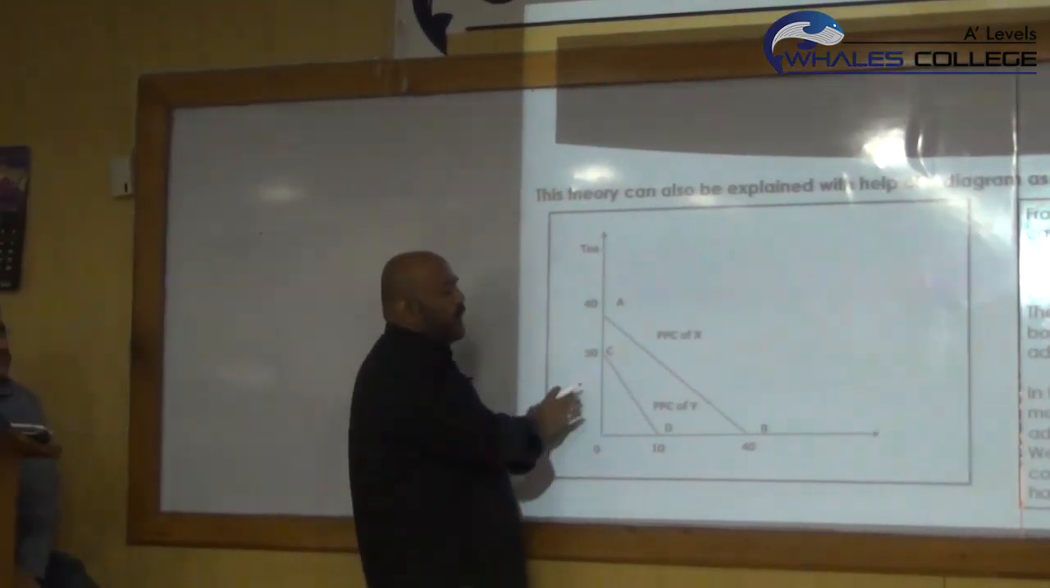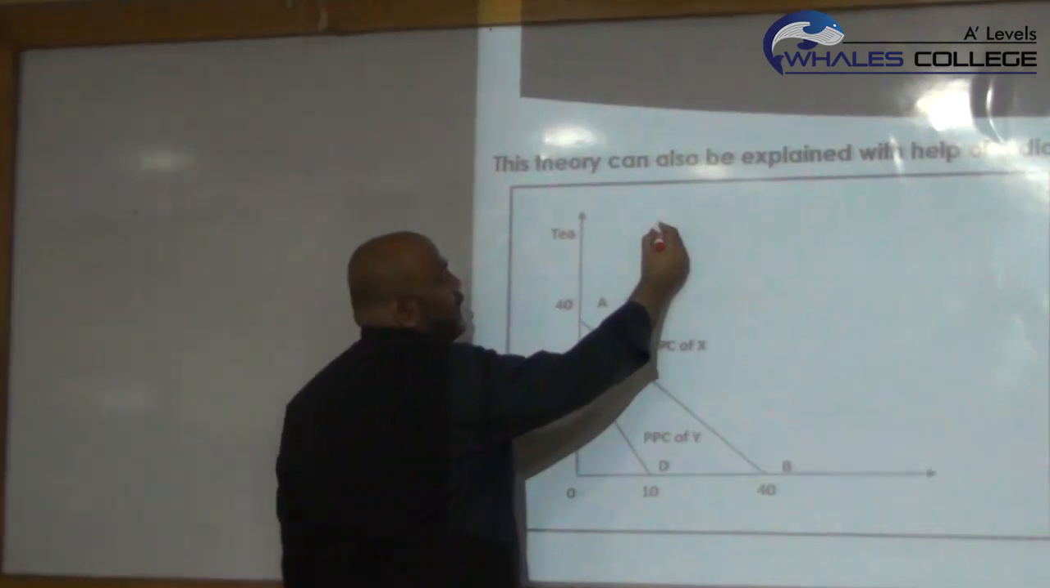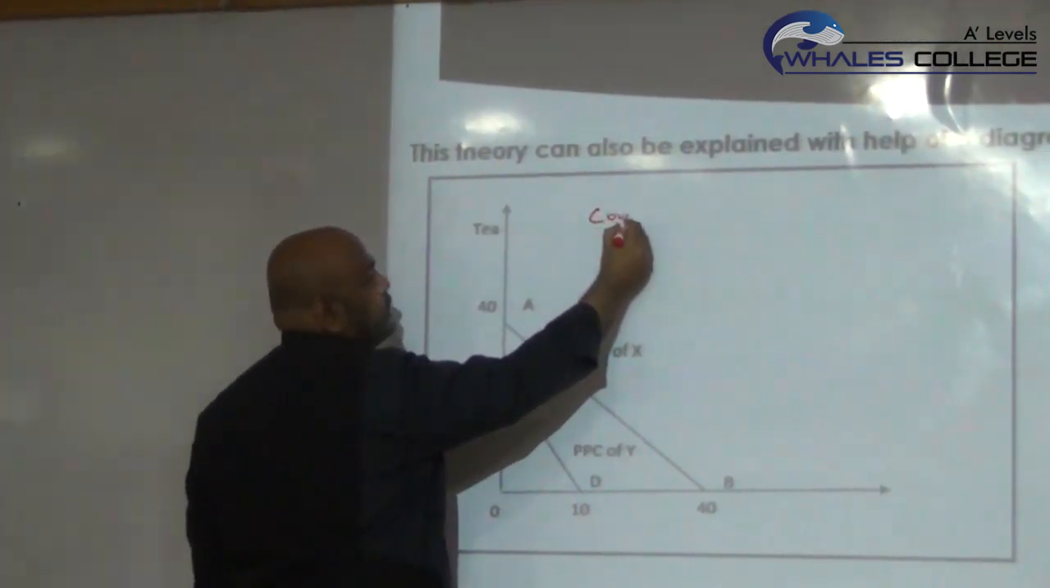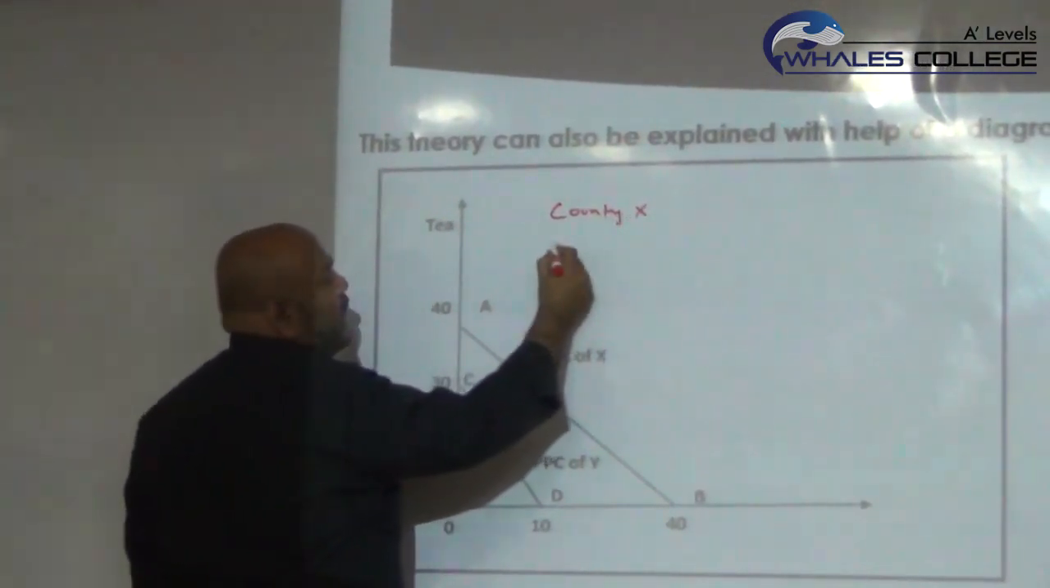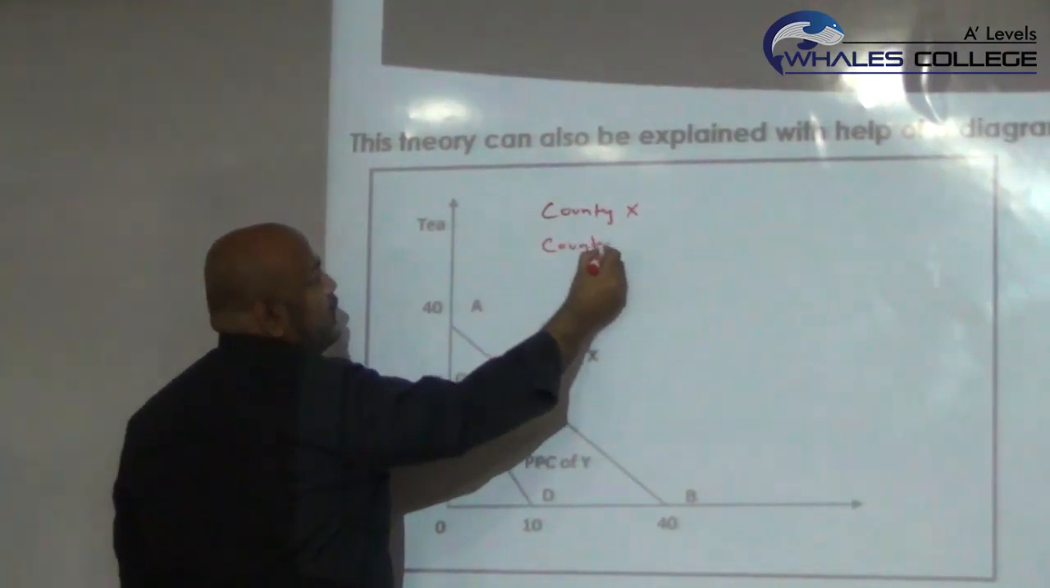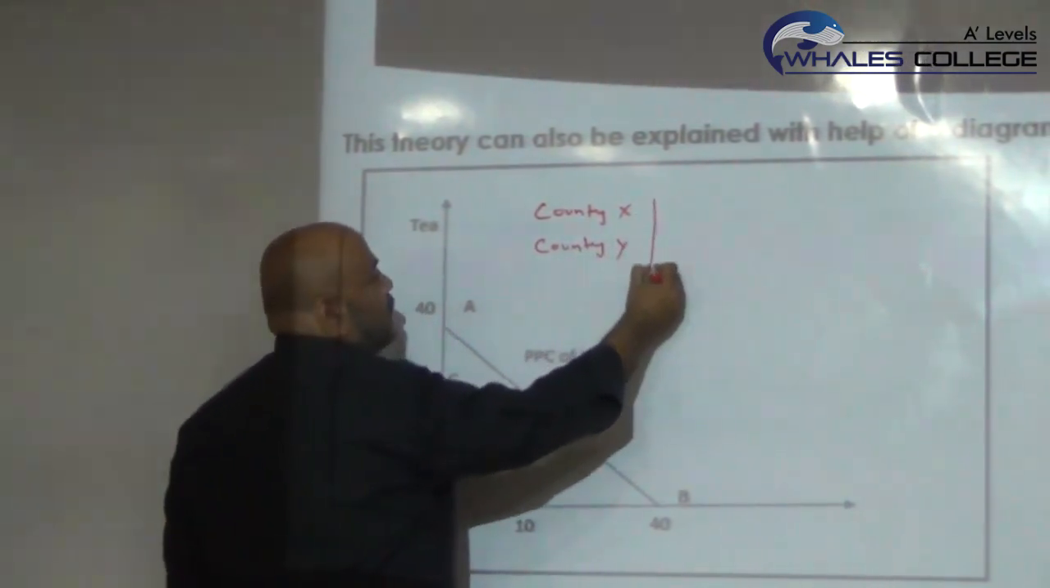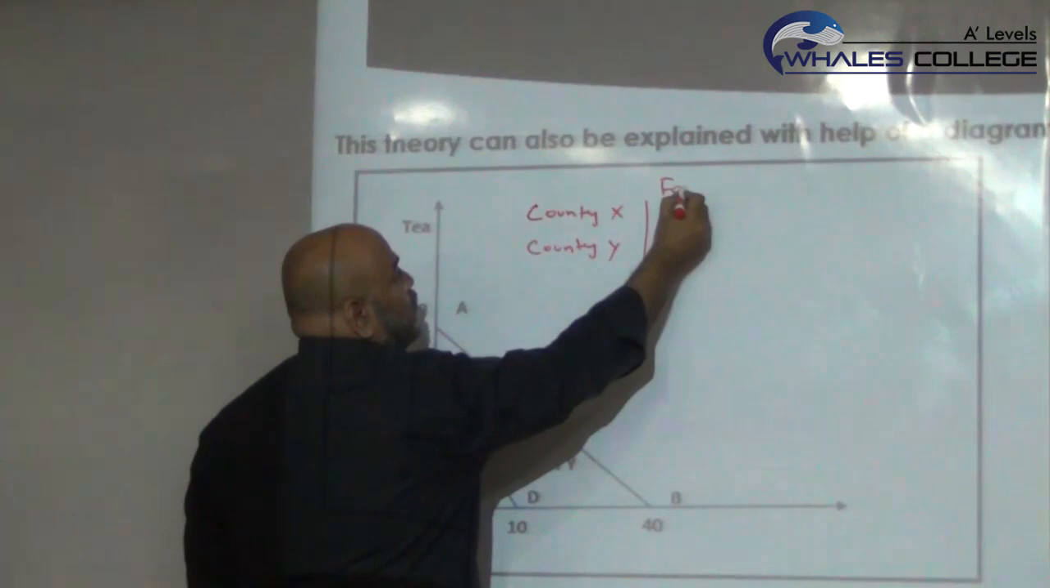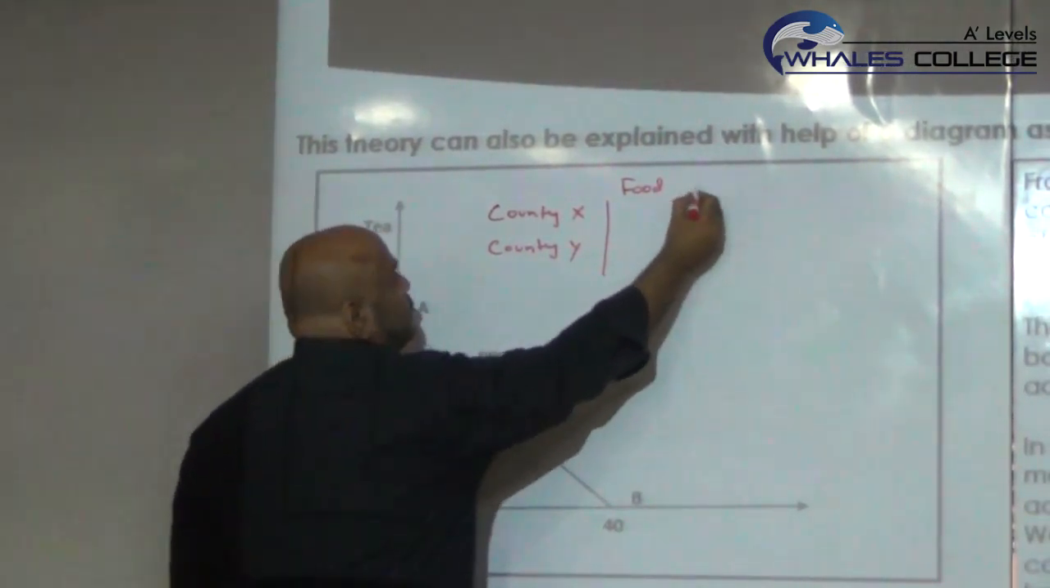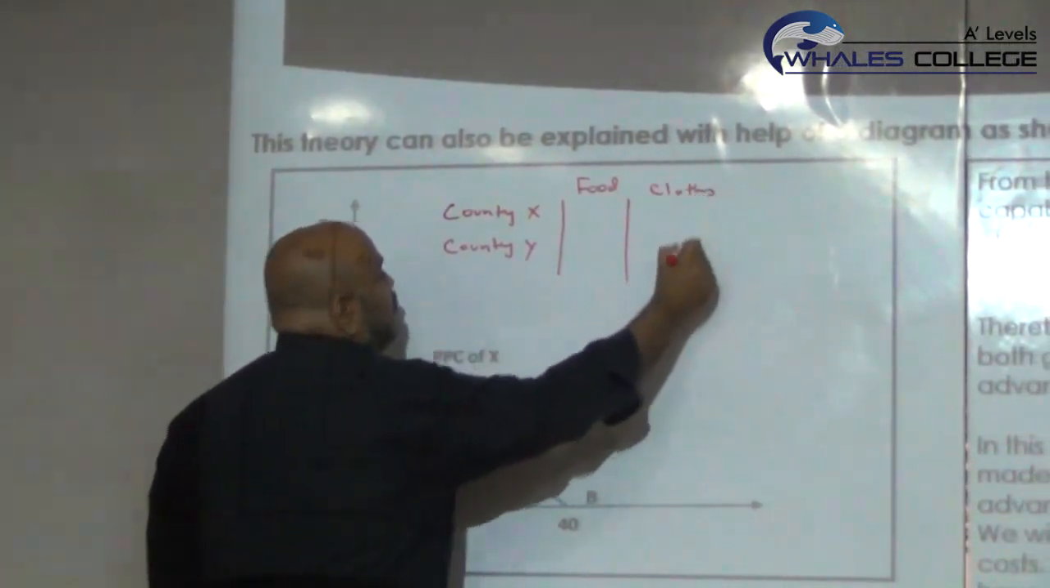I'm going to make a table with the help of this graph. We have two countries, country X, country Y, producing two goods, that is food, clothes.